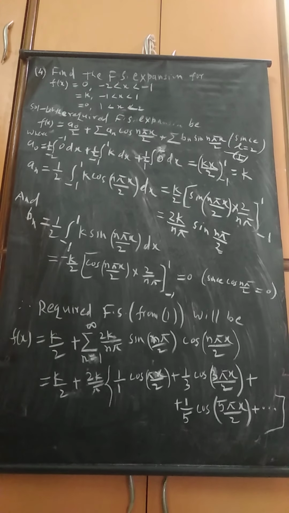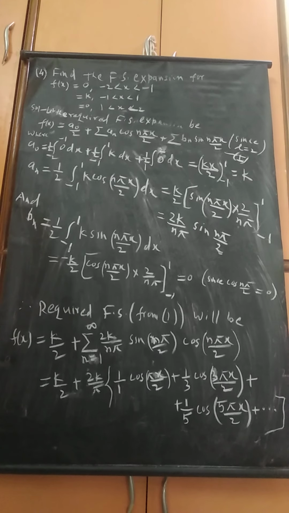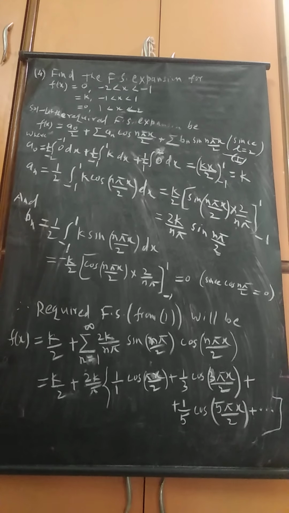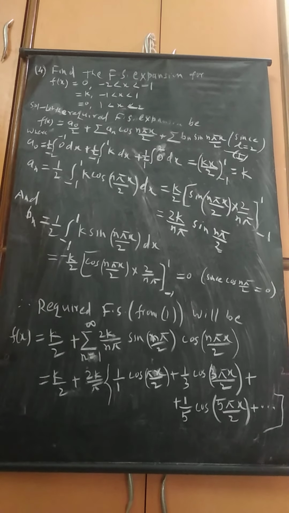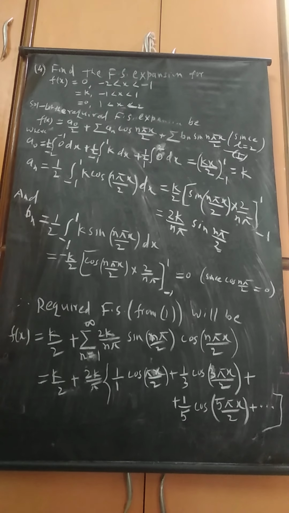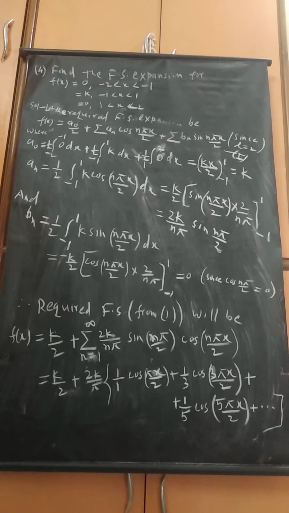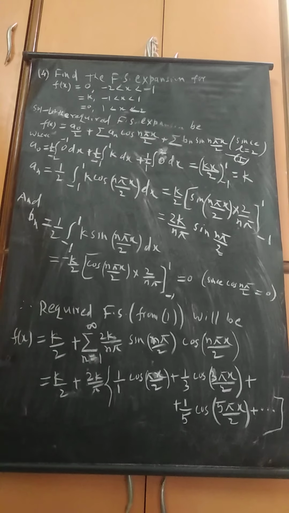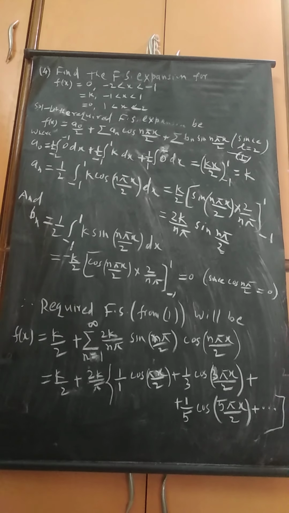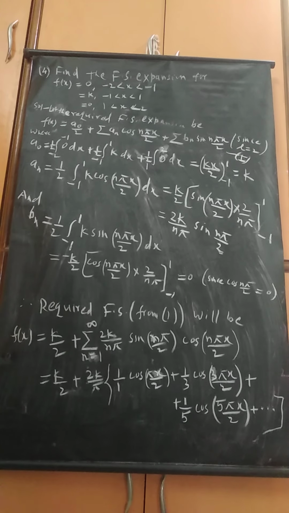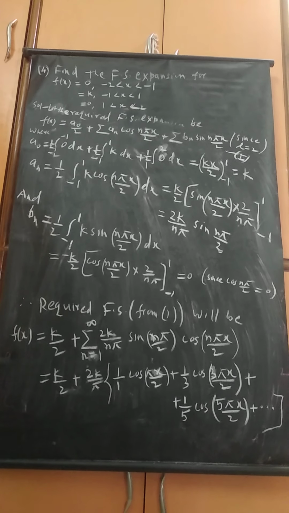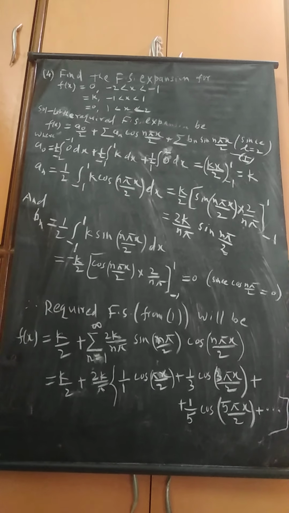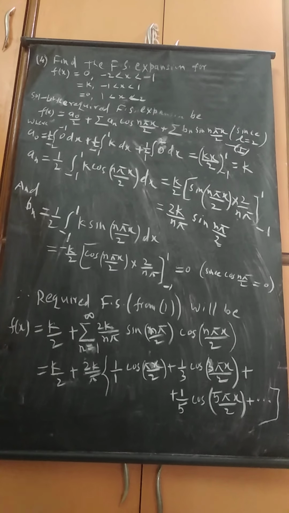will be f(x) is equal to k by 2 plus summation n takes values from 1 to infinity 2k by n pi sine of n pi by 2 cos of n pi x divided by 2. So here bn is 0, therefore the last term will not appear. So that is equal to k by 2 plus 2k by pi into bracket 1 into cos of pi x by 2 plus 1 upon 3 cos of 3 pi x divided by 2, then plus 1 upon 5 cos of 5 pi x divided by 2, and so on.